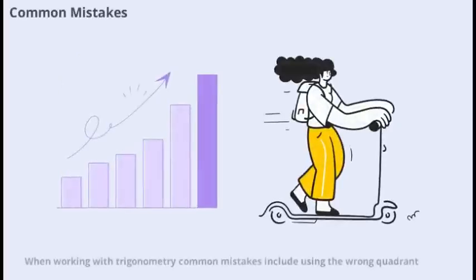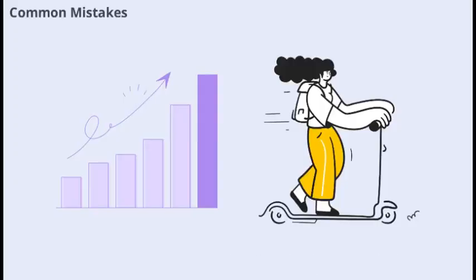When working with trigonometry, common mistakes include using the wrong quadrant, forgetting to convert between degrees and radians, or misapplying identities. Always double-check your work, pay attention to units, and use the correct formulas for the problem at hand. Careful practice helps avoid these pitfalls.